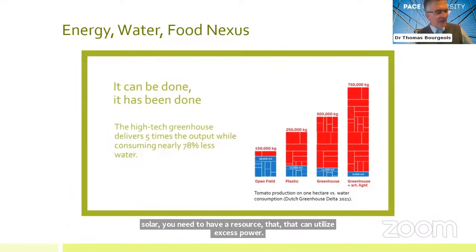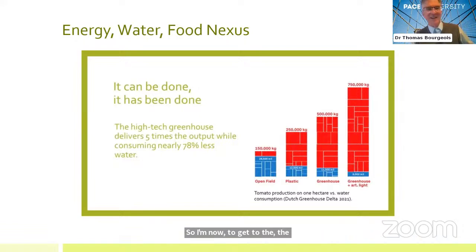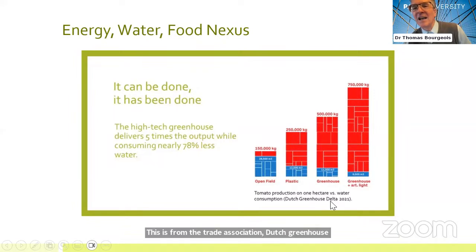So I'm now going to get to the big slides here. We like to say that it can be done because it has been done. This isn't stuff that we're just making up here. This is actual data from the trade association, Dutch Greenhouse Delta. We've interviewed them, spoken to them a lot, and have borrowed heavily from their work. This is 2021 data. And if you look to the far right, this is greenhouse and artificial lighting.